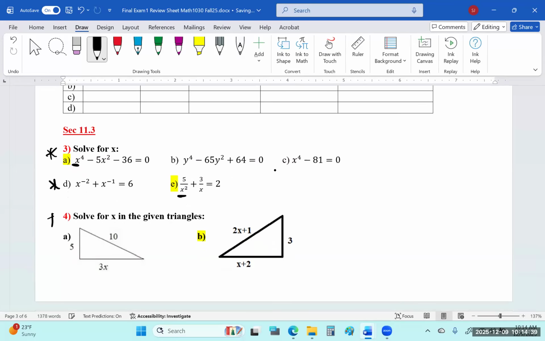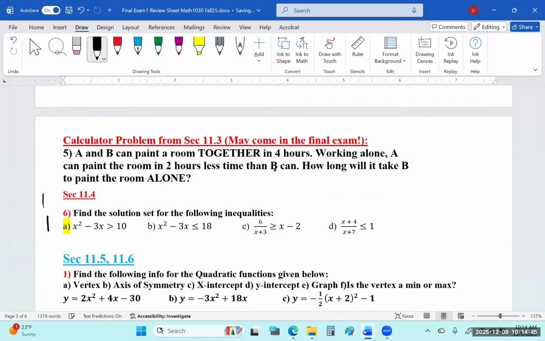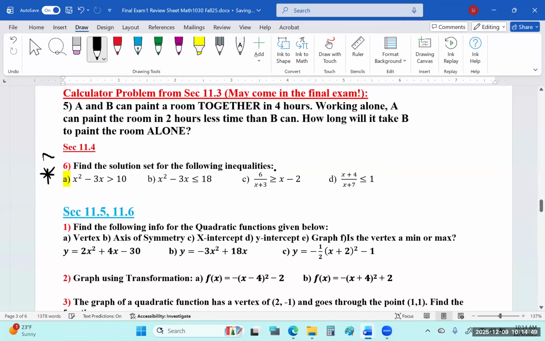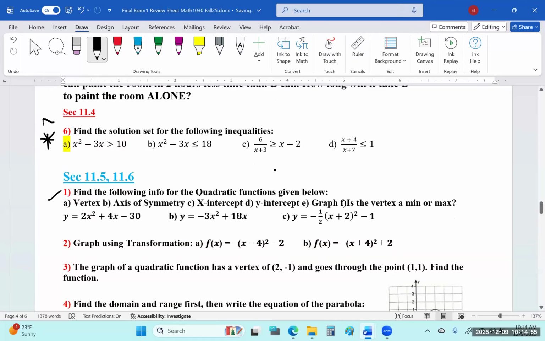Solving a triangle, I have always seen that. Inequality always comes. And then axis of symmetry, x and y intercept sometimes comes. Transformation, either they're going to ask you to graph it or they will give you the graph and you have to find the equation.